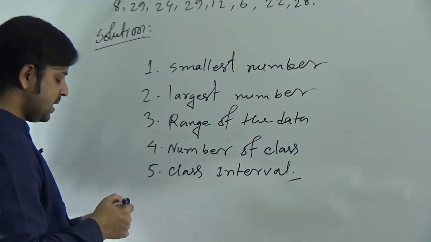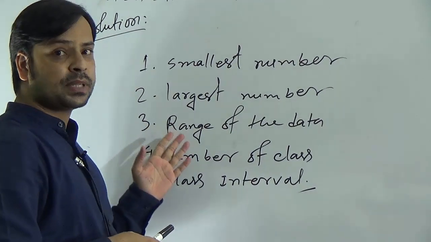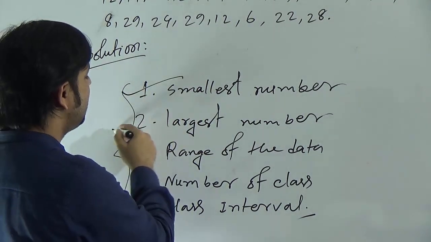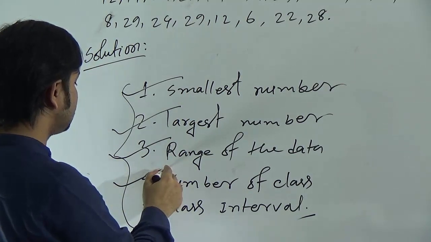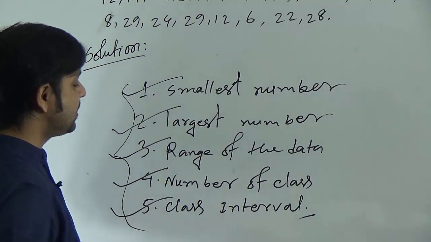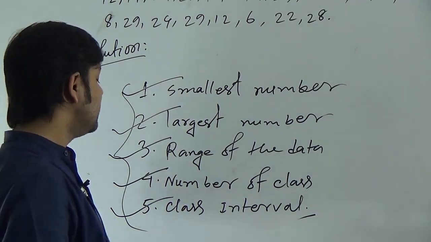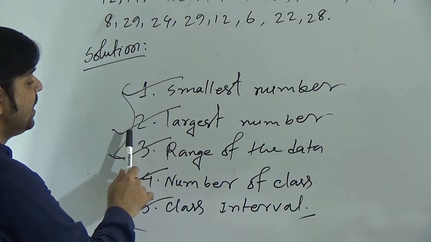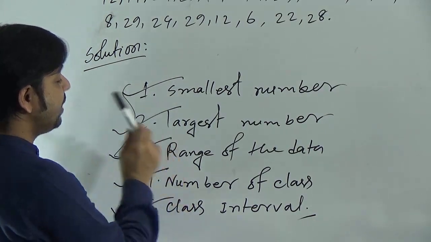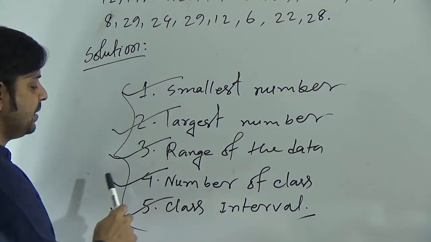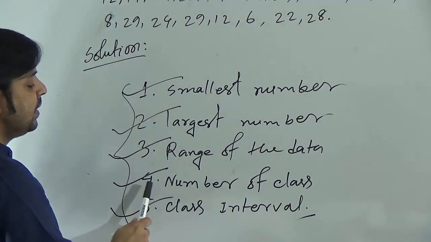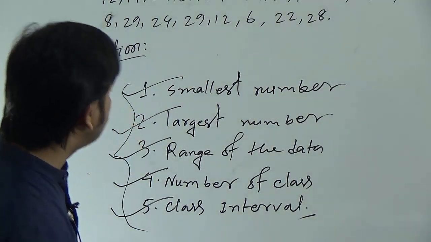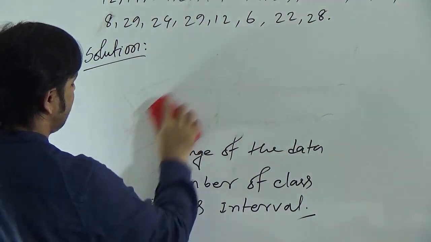To present data in a table making some classes, we need to follow this instruction. We need the smallest number, largest number, range, and number of classes. To find the number of classes, we need the class interval also. Okay, dear students, from the given data, at first we have to find out which one is the smallest number, and then the largest number. If we find the smallest and largest number, then we can find the range. If we find the range, then we can find the number of classes taking a fixed class interval.